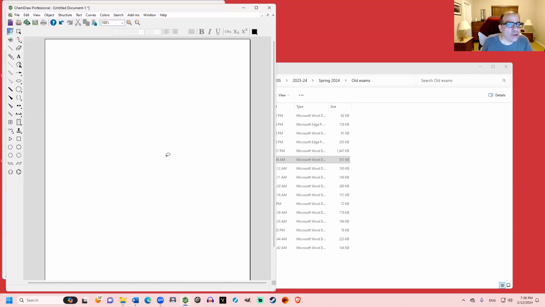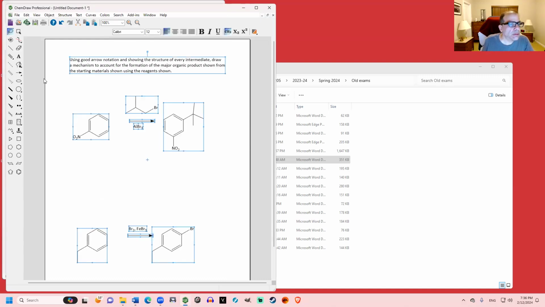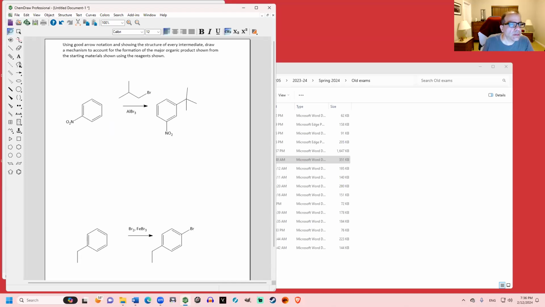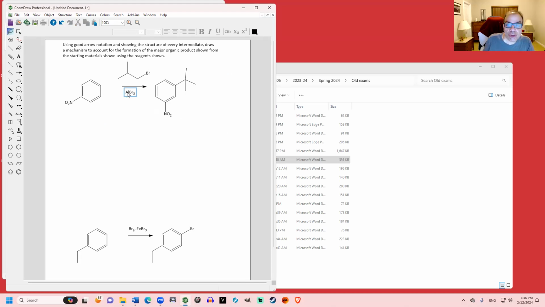More mechanisms on this page. The first one is an electrophilic aromatic substitution reaction. The way you know it's an electrophilic aromatic substitution is both by the reagents, which are strongly Lewis acidic, and the fact that you're replacing an H with another group. With a nucleophilic aromatic substitution, you're replacing a halogen with another group. With electrophilic aromatic substitution, you're replacing an H with another group.